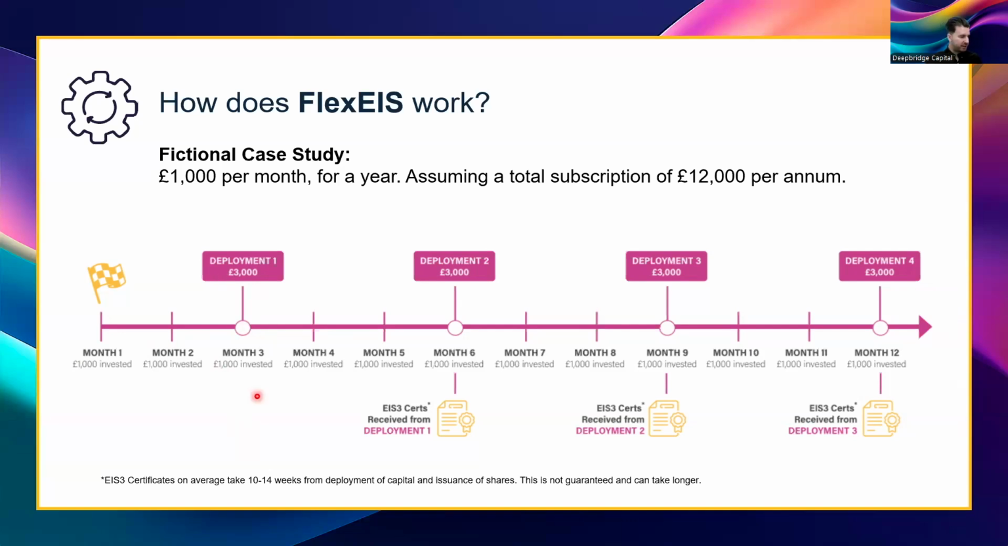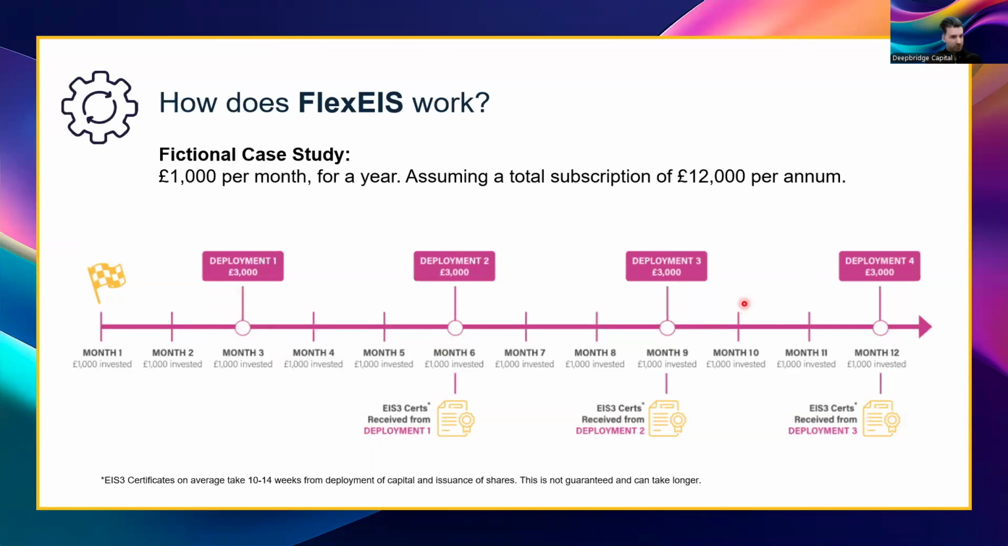So if someone had signed up, say, for £60,000 over the course of a year, for example, we could certainly deploy £5,000 per month into a company. But the example I've got on screen here is just on a minimum basis. So a deployment would be on month 3 because £3,000 is accrued. Then as we get towards month 6, you can see a second deployment has been made and so on.